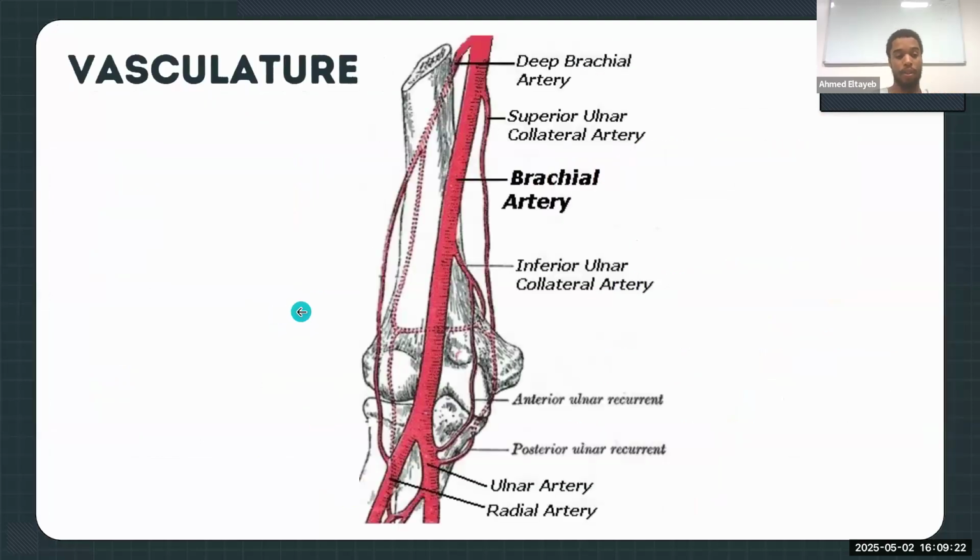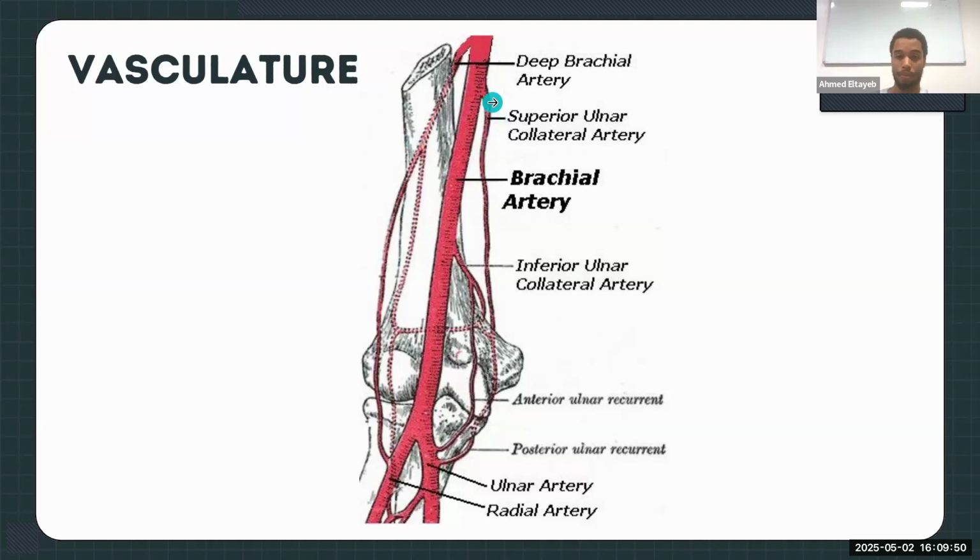So for vasculature, the main blood supply of the arm is the brachial artery. And the brachial artery has many branches. The first main branch is the deep brachial artery, or profunda brachii. The deep brachial artery is very intimate with the midshaft of the humerus. So again, when you have a fracture of the midshaft of the humerus, you'd generally have damage to the deep brachial artery, leading to a formation of a hematoma, right?